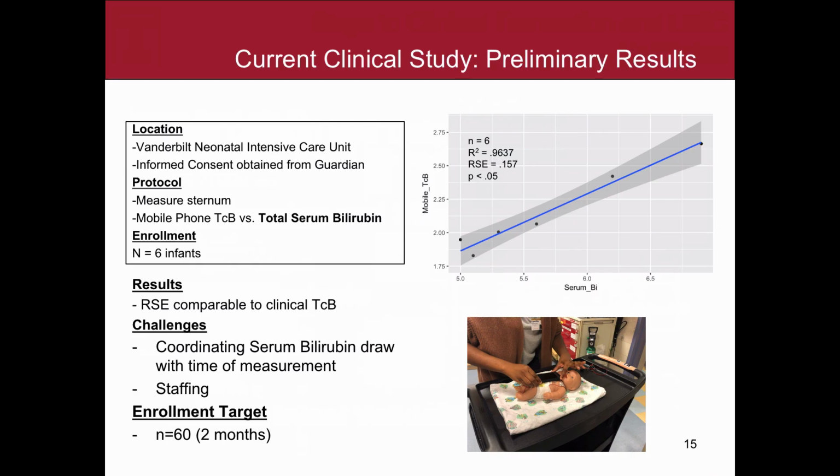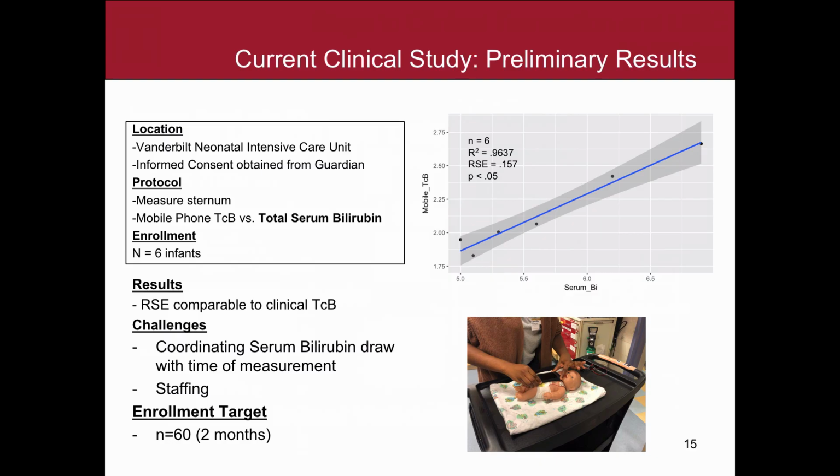So in our preliminary results, what we got is an R squared of 0.96 and a relative standard error of 0.157, and again, a positive correlation. So our results basically are comparable to clinical TCB in the sense that we lowered our relative standard error, which is good, and it kind of gives us legs to stand on moving forward with our clinical study.